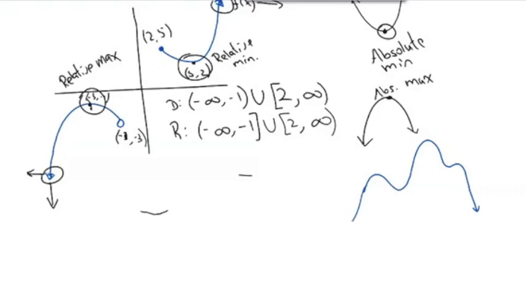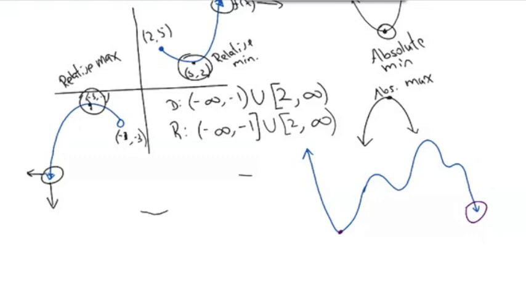If you have a graph that looks like this, which is possible, kind of crazy. This point over here, what would you call it? It's an absolute. Nope. It's a relative, because over here the graph is going down to negative infinity.